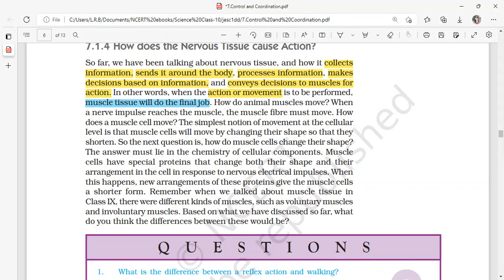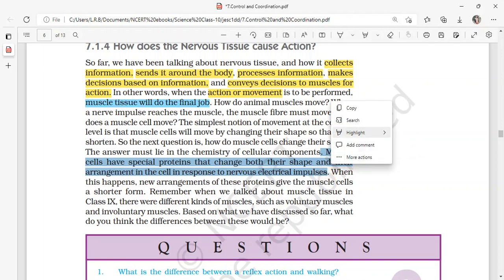So the next question is, how do muscles change their shape? The answer must lie in the chemistry of cellular components. Muscle cells have special proteins that change both their shape and their arrangement in the cell in response to nervous electrical impulses. So these proteins are going to change their shape and arrangement in response to the nervous electrical impulse.